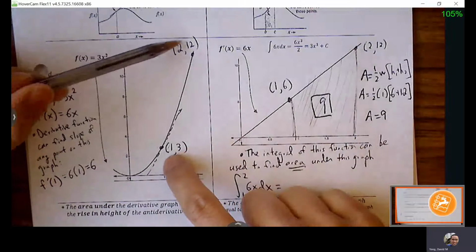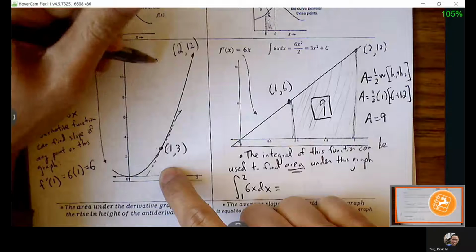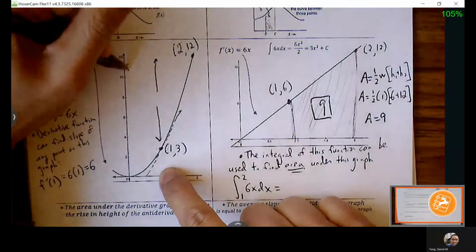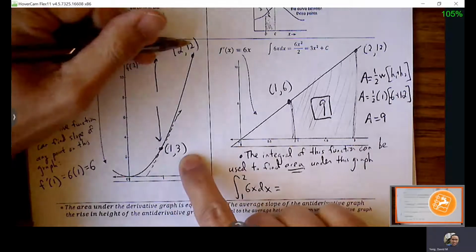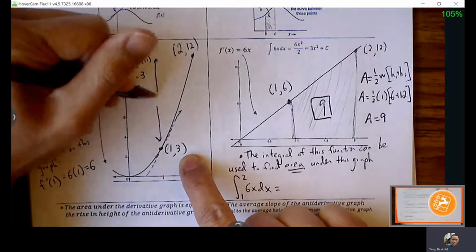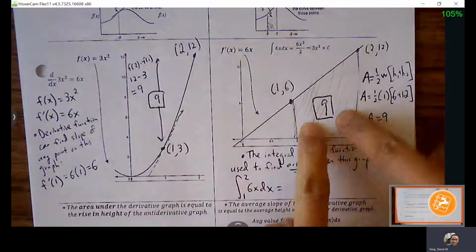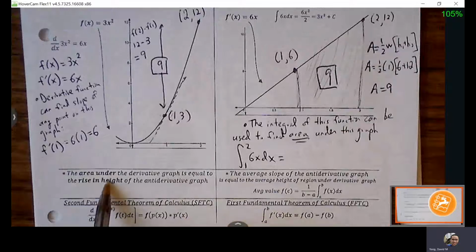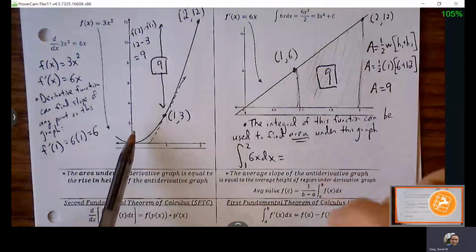The change in height, f of 2 minus f of 1, is going to be 12 minus 3. And what's 12 minus 3 equal to? 9. So that matches what we know to be true about the area here. So again, that's the big idea here. The area under the derivative graph is equal to the rise in height of the antiderivative graph.